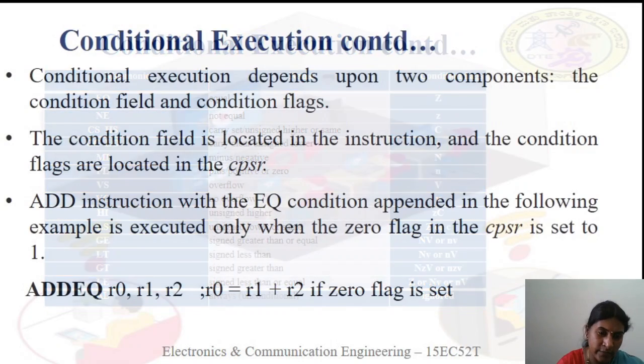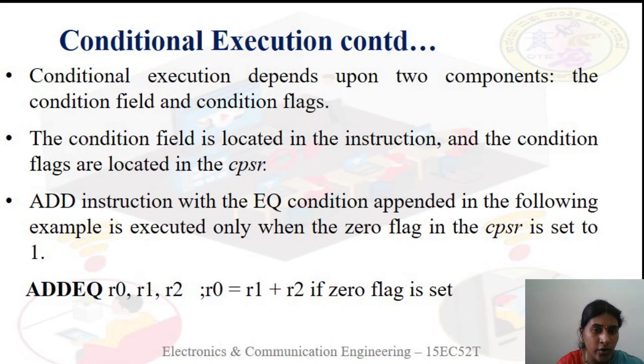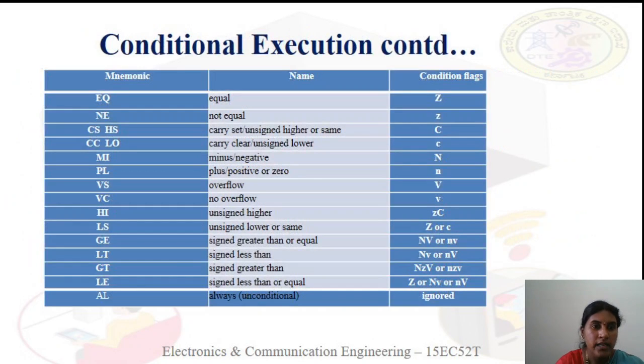Now, it will check whether the contents are equal or not. If the zero flag is clear, then only it will perform the operation in this condition. ADD NE means it will check whether it is equal or not. It means the zero flag should be cleared. If the zero flag is cleared in the CPSR, then only it will perform the addition of R1 plus R2, and the result will be stored in the destination register R0. You understood now?